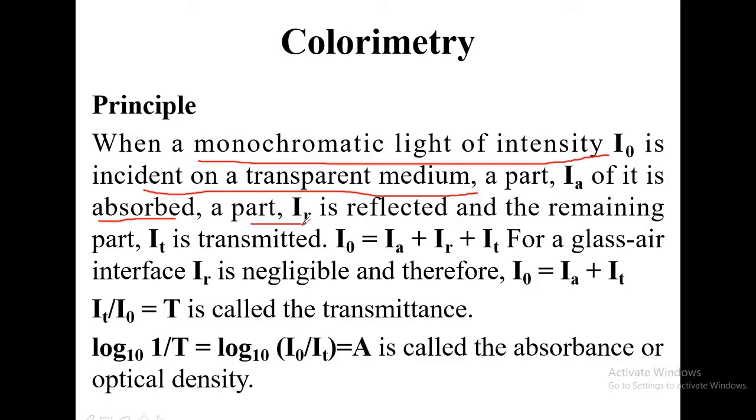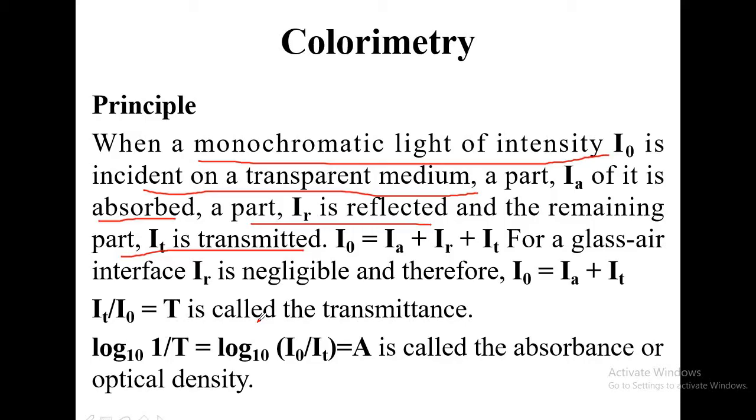A part of the light is reflected. The intensity of the light reflected is indicated as IR. And the remaining part of the light is transmitted. So transmitted light intensity is given by IT. So total intensity, that is I0, is equal to IA plus IR plus IT. IA is the intensity of the light absorbed by the medium, IR is the intensity of the light reflected by the medium, and IT is the intensity of the light transmitted.